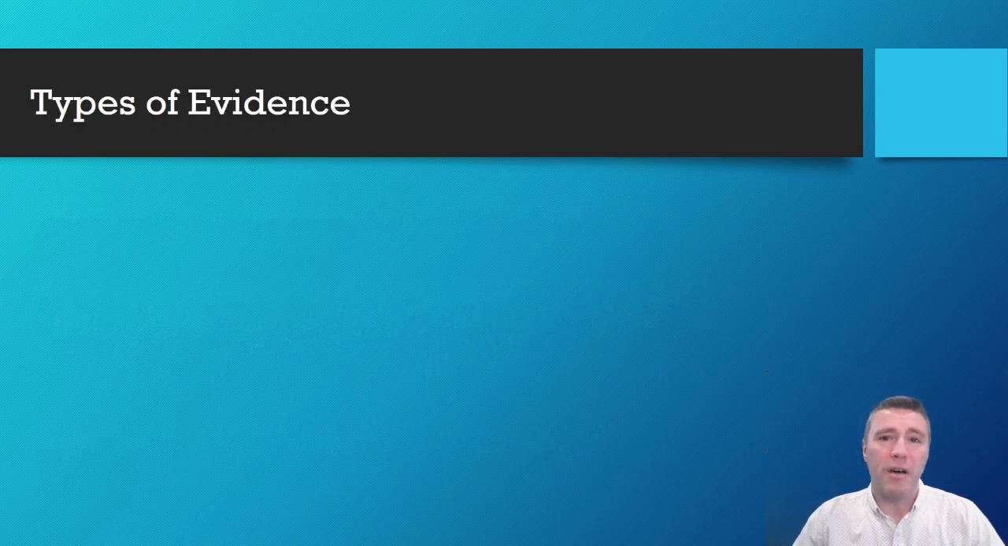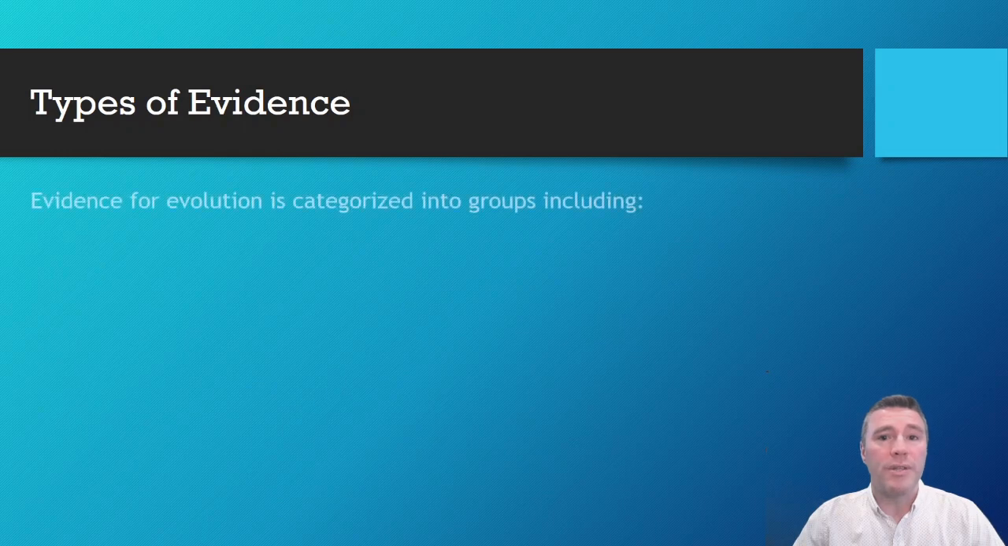Rather than listing off hundreds of specific examples supporting evolution by natural selection ad nauseum, it's more appropriate to consider the types of evidence that those examples would be categorized into. To be sure, I will provide some focused examples to illustrate each of these categories.